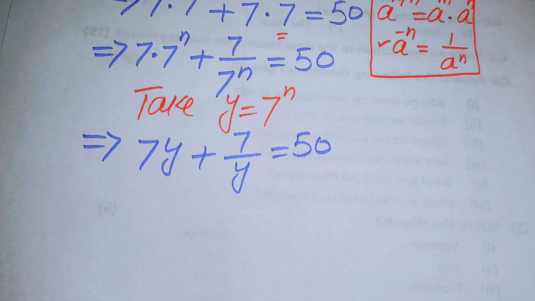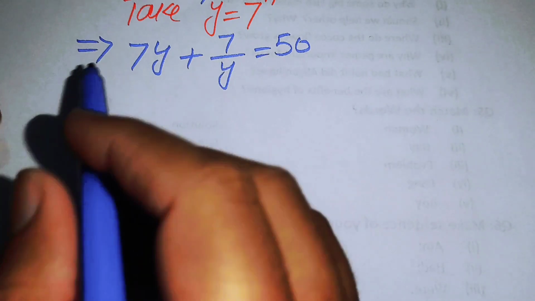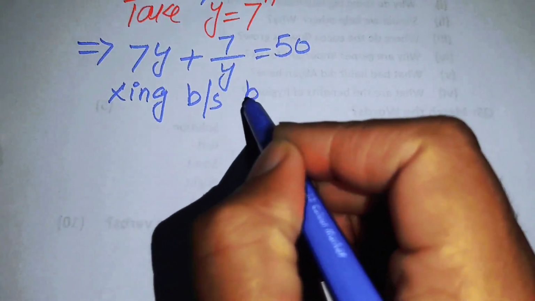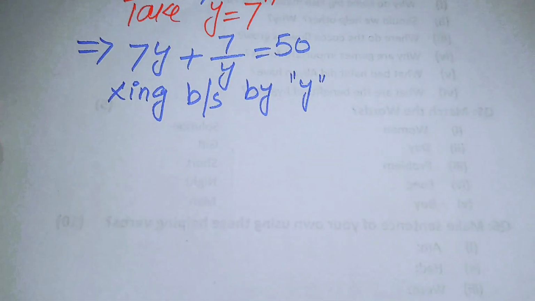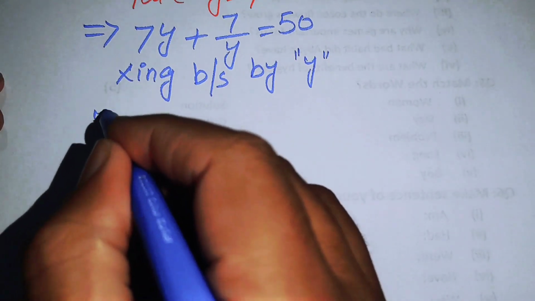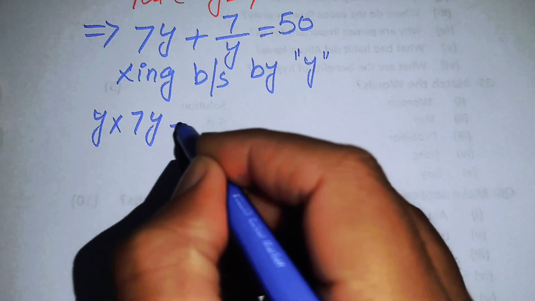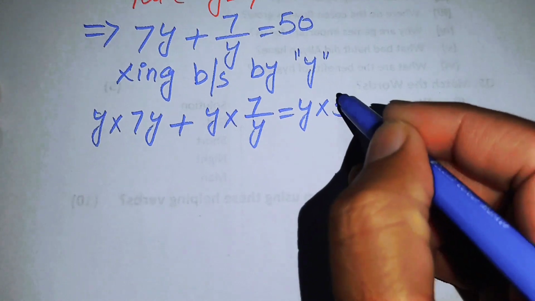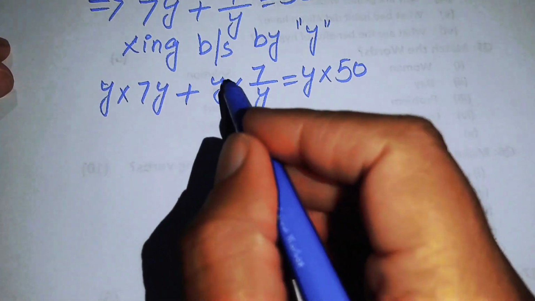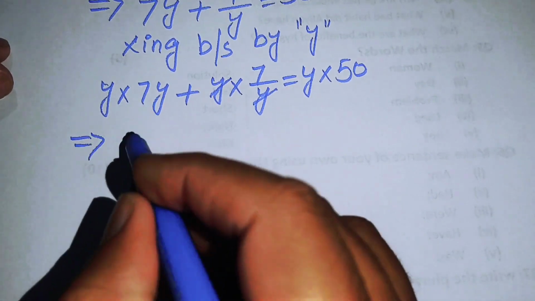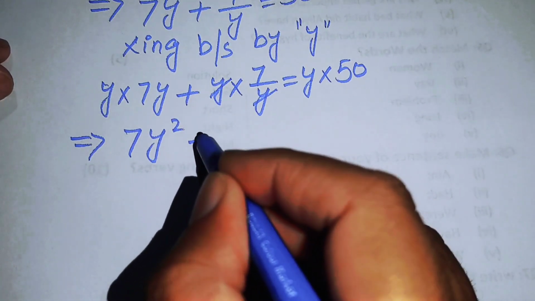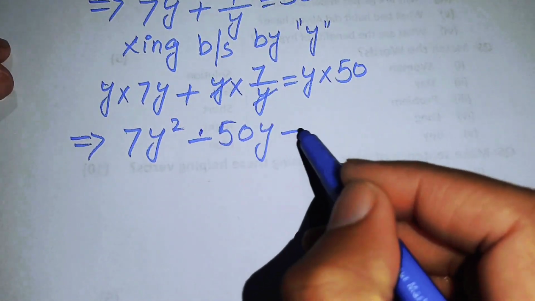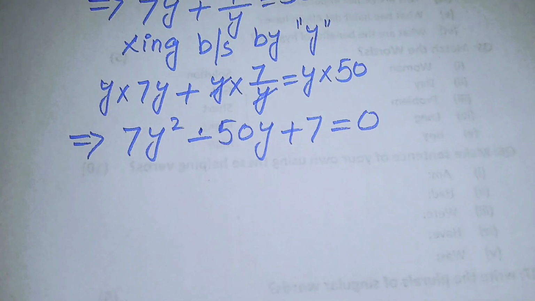In the next step we will multiply both of the sides by y. When you multiply both of the sides by y, it looks like this: y times 7y plus y times 7 over y equals y times 50. Now you see these are gone, and you just get 7 times y square minus, we move this 50y to the left hand side, and here you have plus 7 equals 0.